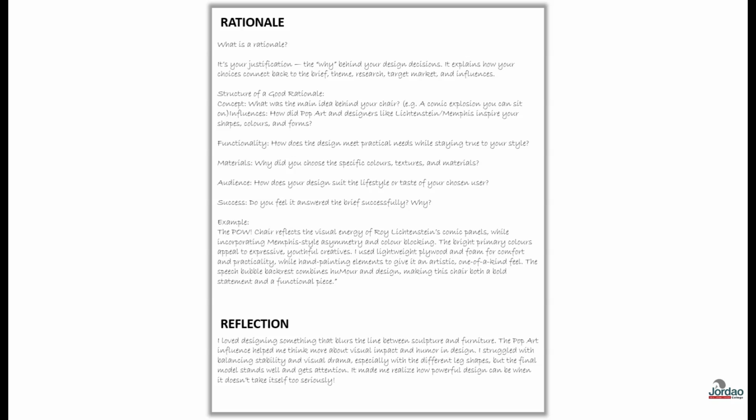This is also your chance to reflect on your journey. Don't be afraid to talk about your process. What were your successes? Maybe you nailed that perfect color combination on the first try. What were your struggles? Perhaps you found it challenging to balance the visual appeal with the actual comfort of the chair. Being honest about your challenges and how you overcame them shows real growth as a designer. For example, you could talk about how you found a balance between vibrant pop art colors and a form that was still comfortable, or how you struggled with a specific technique but learned from it.